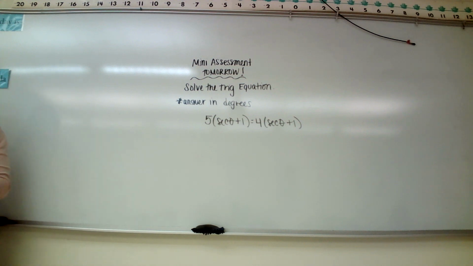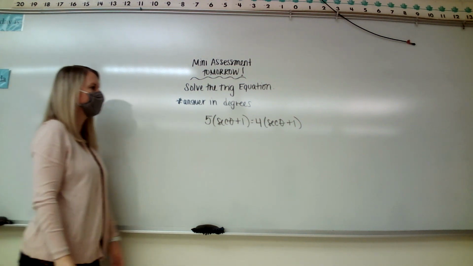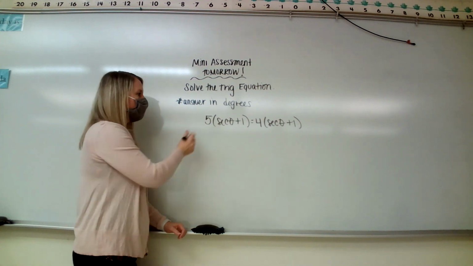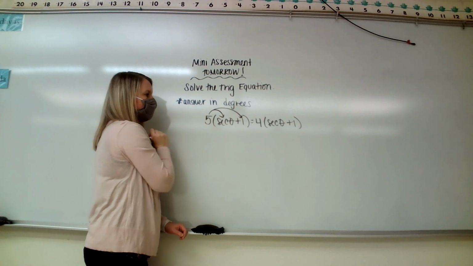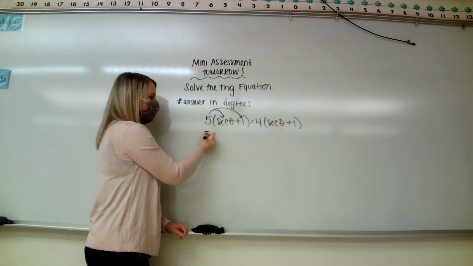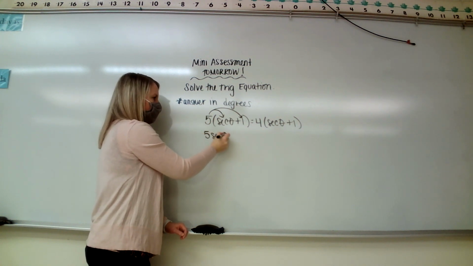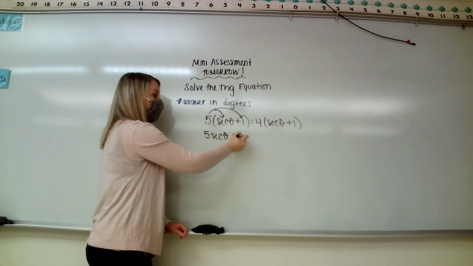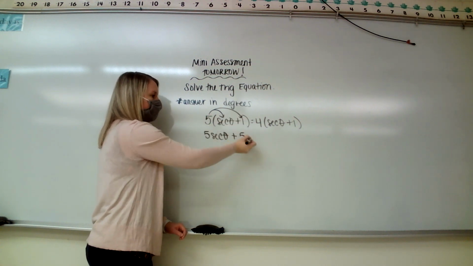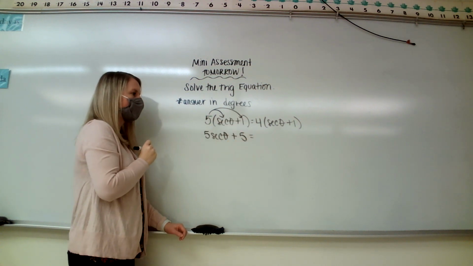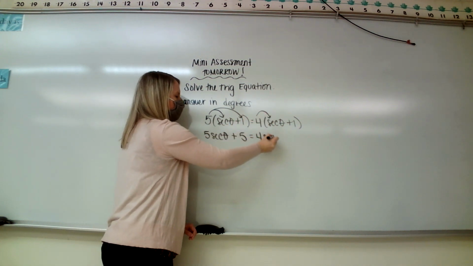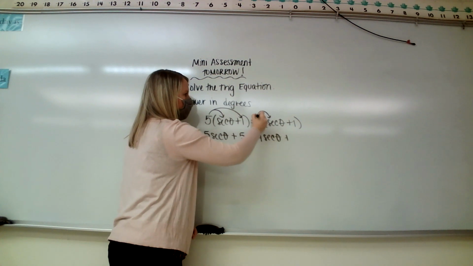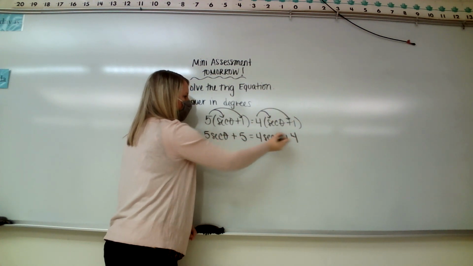I just wanted to remind you what to do if you saw parentheses like that. So the big thing here is you are going to be distributing. So good old distributing back from your algebra days. When I distribute that in, I would get 5 secant theta plus 5, right? Because 5 times 1. On the right side, I'm going to distribute in and I'll get 4 secant theta plus 4 times 1 is 4.